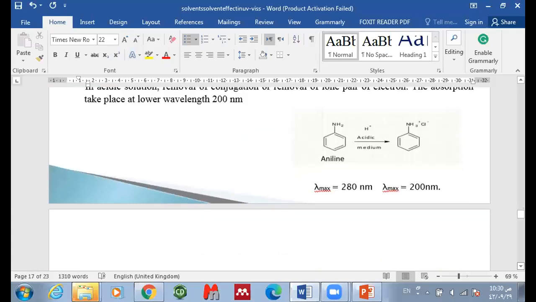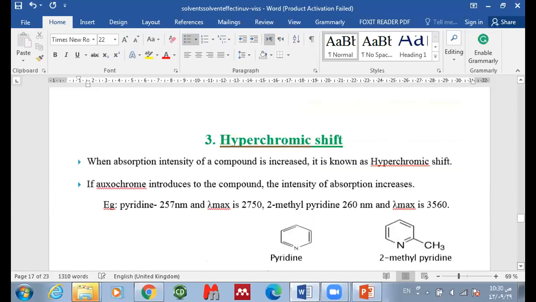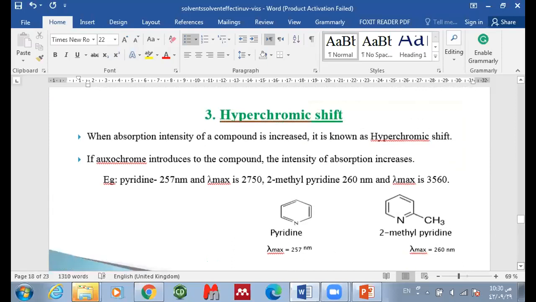So the best example is aniline, and we said the aniline will shift it to blue, to the shorter wavelength, as you can see here, from 280 to 200 nanometer. So to higher energy, to shorter wavelength. Hyperchromic shift.